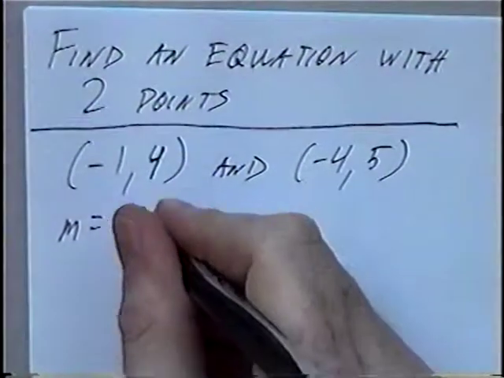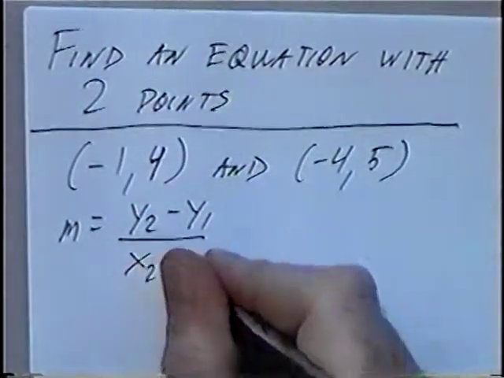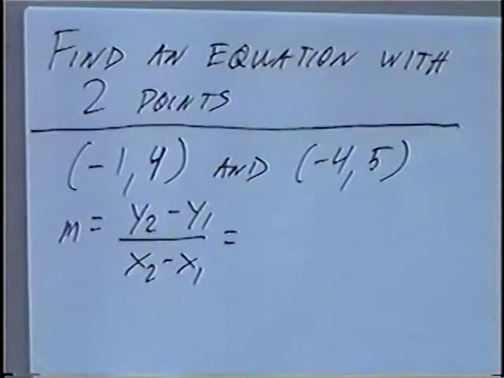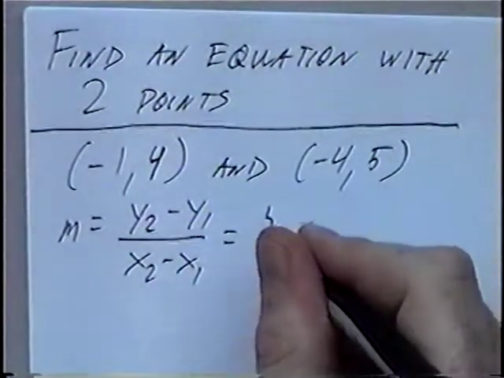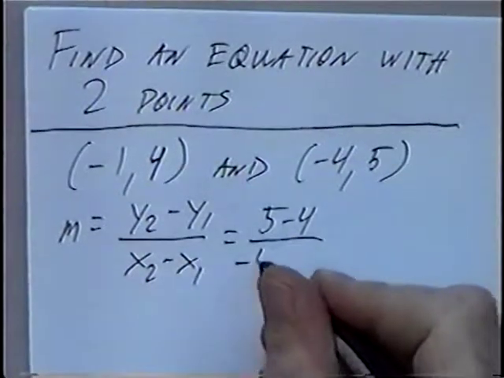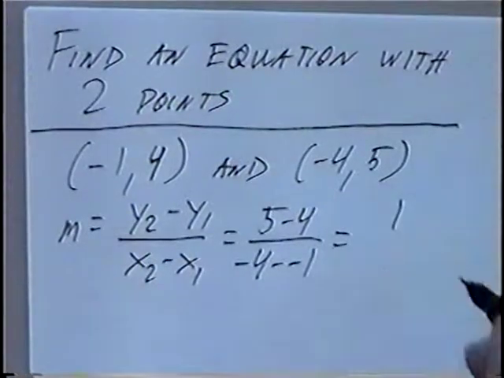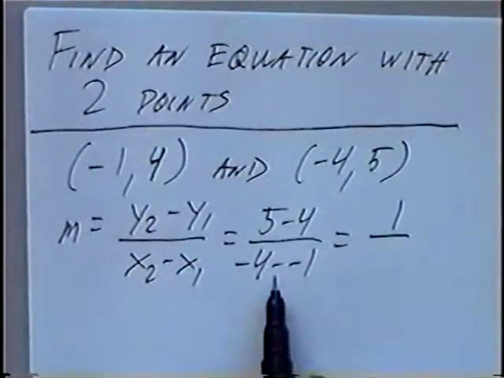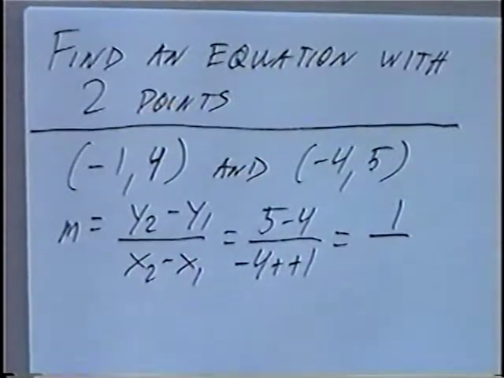If you remember from the previous section that we did, y2 minus y1 over x2 minus x1 is the equation for a slope. If we subtract the y values, we'll have 5 minus 4, and the x values, negative 4 minus a negative 1. 5 minus 4 would be 1, and negative 4 minus a negative 1 would be the same as negative 4 plus 1, which would be negative 3. So our slope would be negative 1/3.